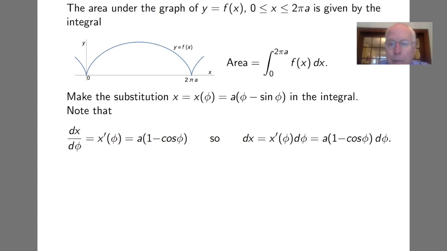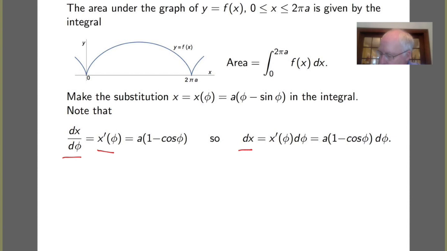So we're now going to make the substitution x equals x of phi. Remember, x of phi was given by a times the quantity phi minus sine phi. We'll make that substitution for x in the integral. So in that case, we're going to have dx d phi given by x prime of phi, or a times 1 minus cosine phi. And so multiplying through by d phi, we see dx is replaced by x prime of phi d phi, or a times 1 minus cosine phi d phi.